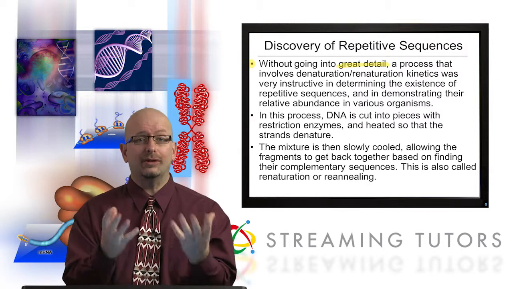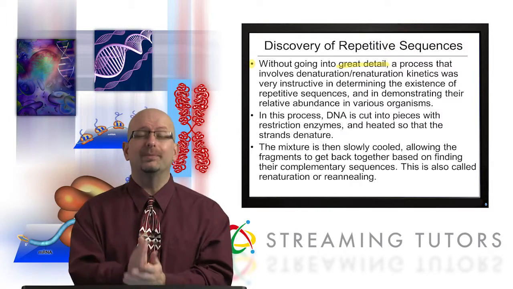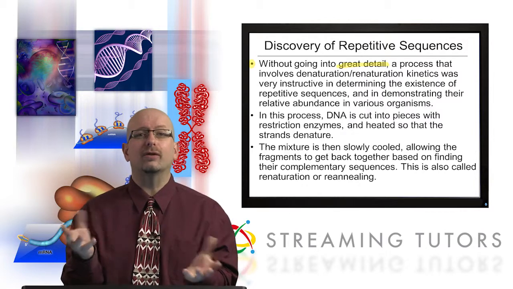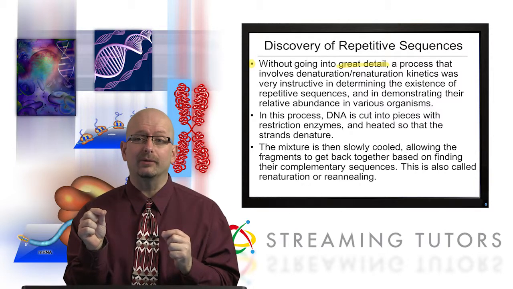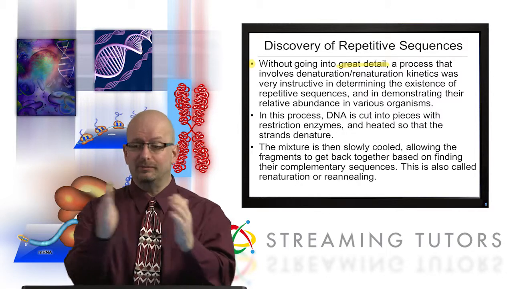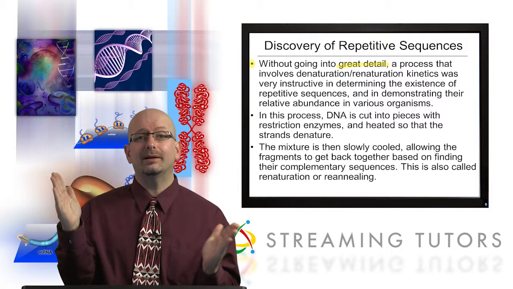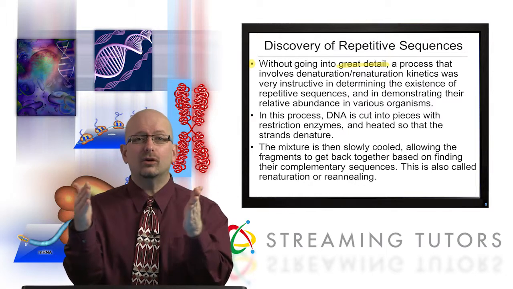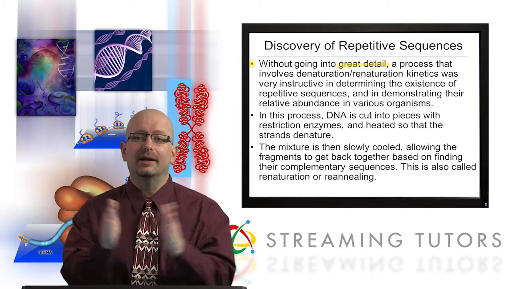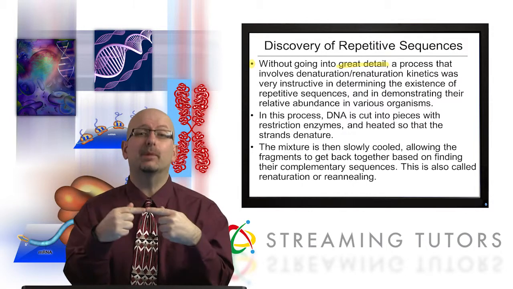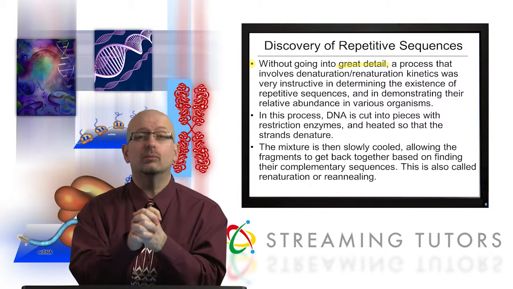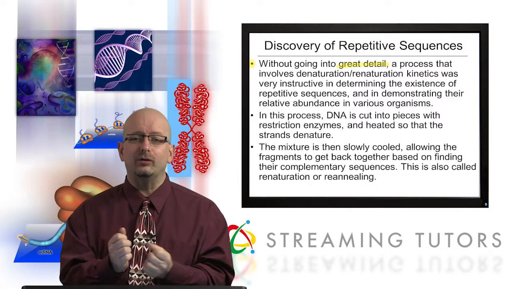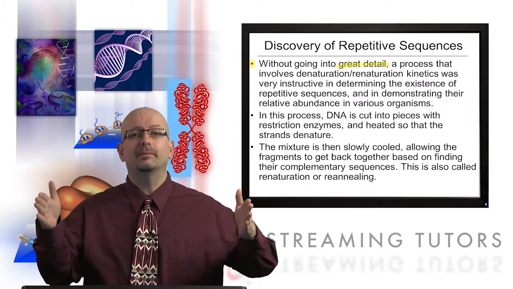So in the process, say you take human DNA, you could do it with any organism. You cut the DNA into pieces using restriction enzymes. So you have basically thousands and thousands of pieces of the genome hanging around. You heat it up so that the strands denature. So you have single-stranded pieces of DNA around. And if you cool it down, they start to reanneal is the word, or renature, meaning they find their complementary partner sequences and go back into the more stable double helical conformation. So reannealing, renaturation, the basic idea is we're going to heat this up and let it come back together.